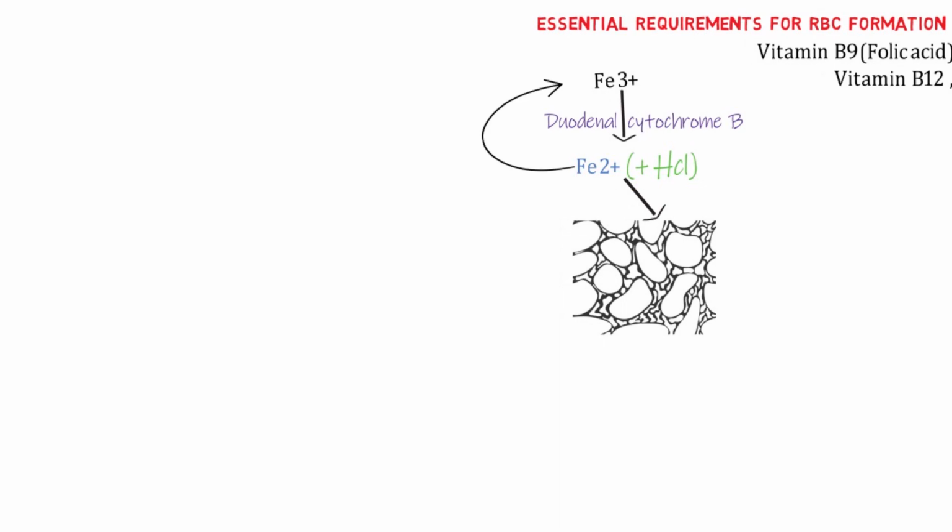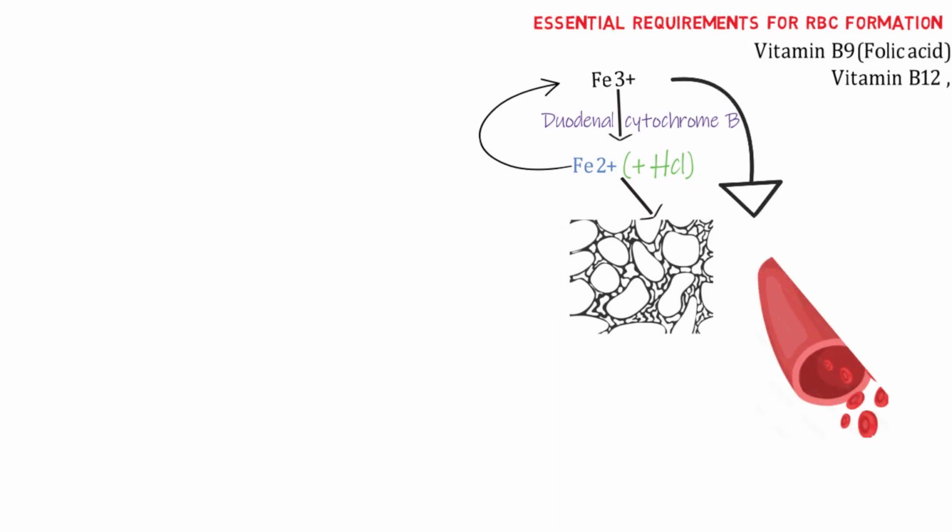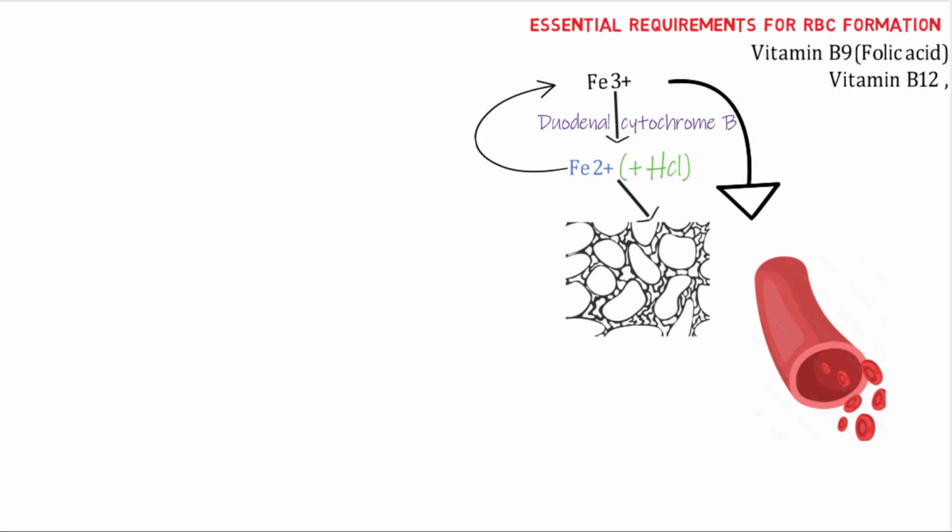So we have folic acid and vitamin B12, and they are both transported from the stomach through the duodenum and finally into the bloodstream. So as we proceed, you will see and you realize how important these substances are to the process of erythropoiesis.